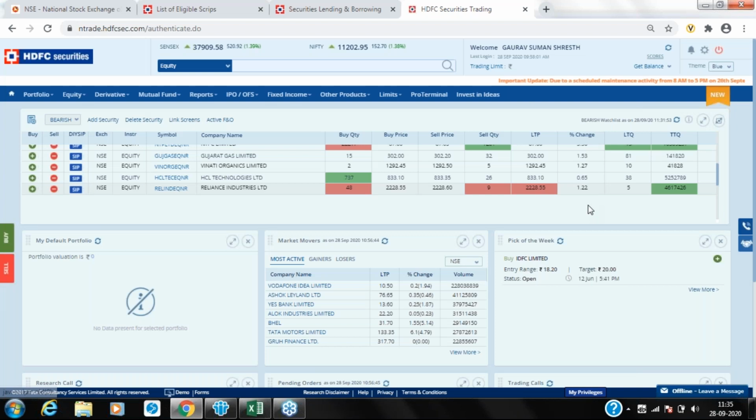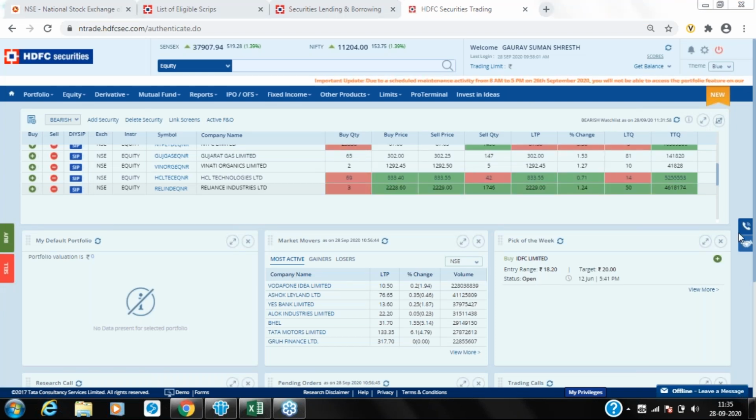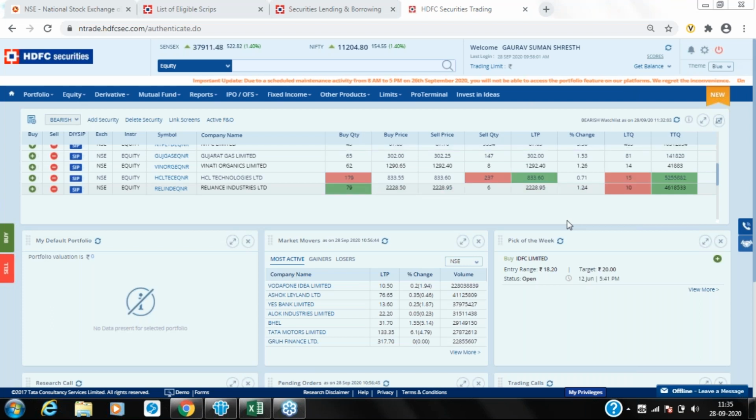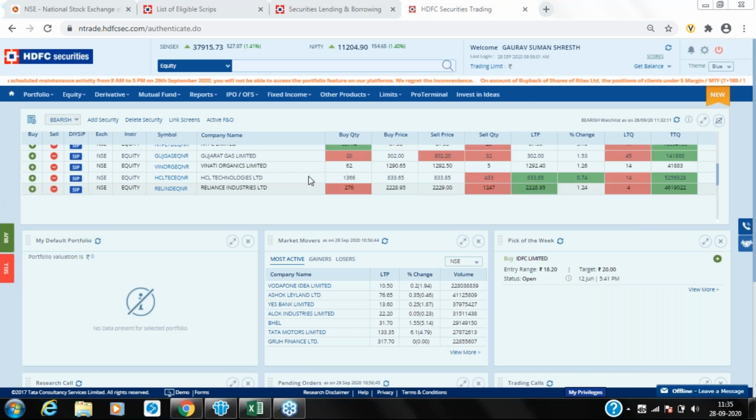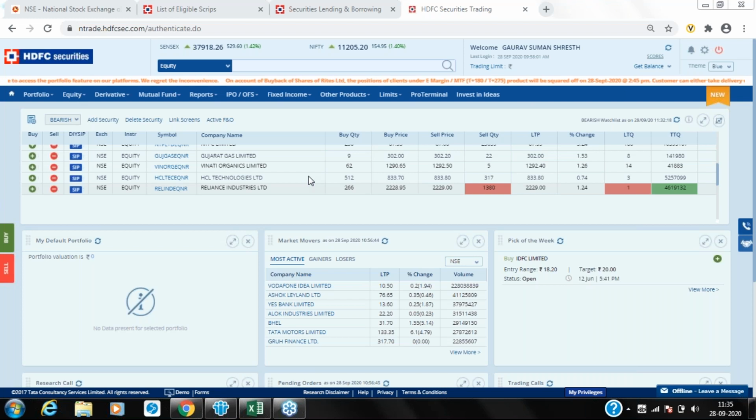So any other question, please enter the question. We can clear all your doubts in this session. Any other question regarding any of the features, bracket order or basket order or trailing stop loss order, please let me know so we can clear it. So no more questions. I hope all of your doubts are clear.